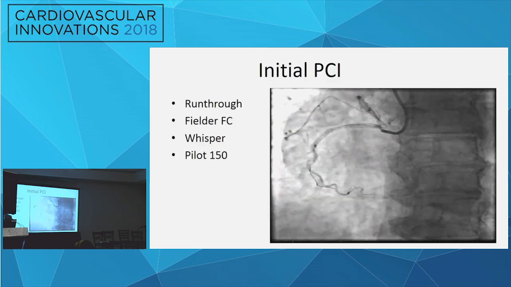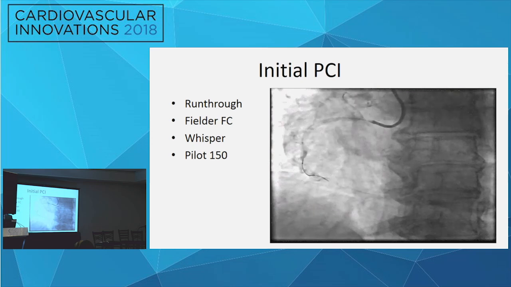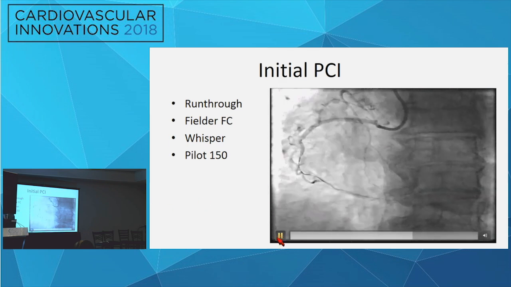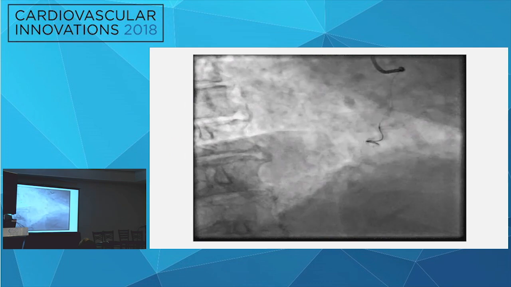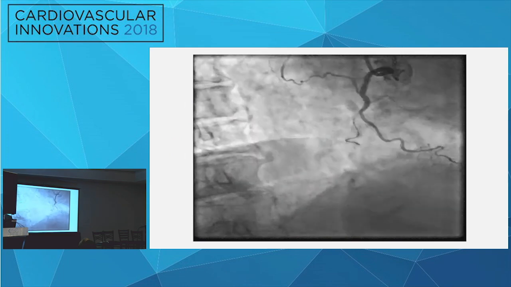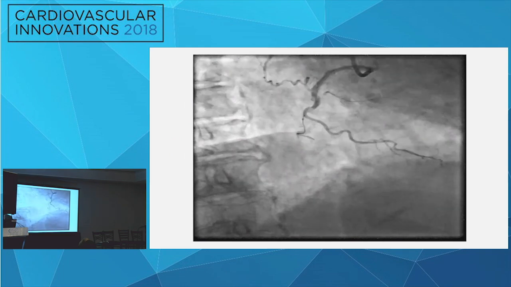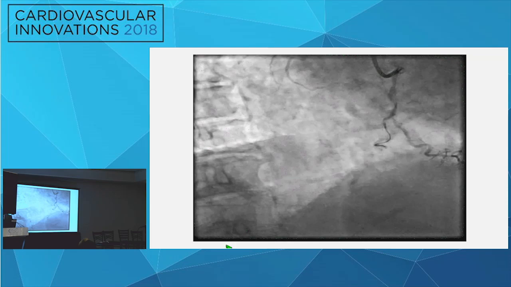The initial PCI was attempted at that time from the right radial approach. Different wires were tried: a Fielder FC, a Whisper wire, and then a Pilot 150 supported with a microcatheter. But what essentially happened was that the wires tended to go subintimal, and because of that we ended up with a dissection and acute vessel closure at this point, as you can see quite clearly here.